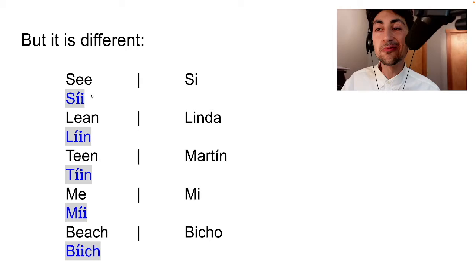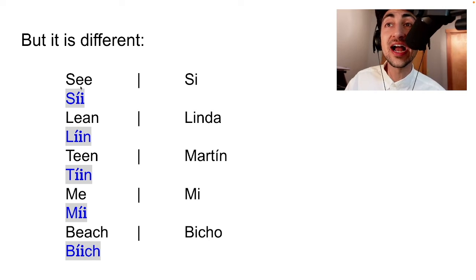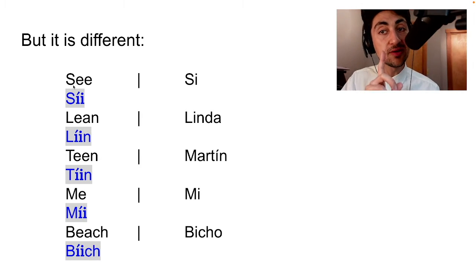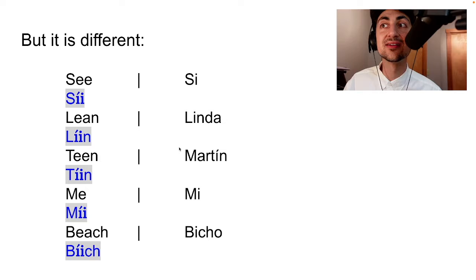Ready? We did this in the past with the Y sound, con Y. So now I want to look at C, this sound here. One good tip I saw for how to do this is to think about this as two E sounds. So it's like this, C versus C. It's like lean versus linda. It's like teen versus Martin. It's like me versus me. It's like beach versus bicho.